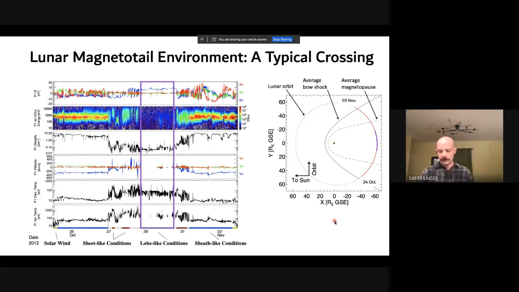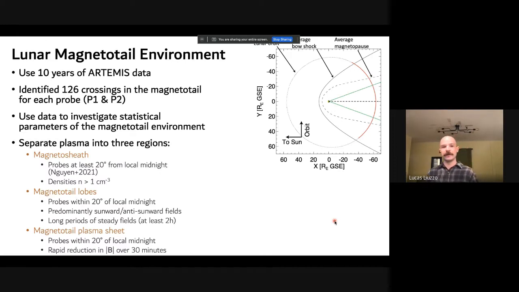So these are essentially the three types of populations that the moon can be exposed to during a magnetotail encounter. Our next goal, now that we understand what these populations look like, is to take all 10 years of ARTEMIS data and perform some kind of statistical analysis of these different populations.